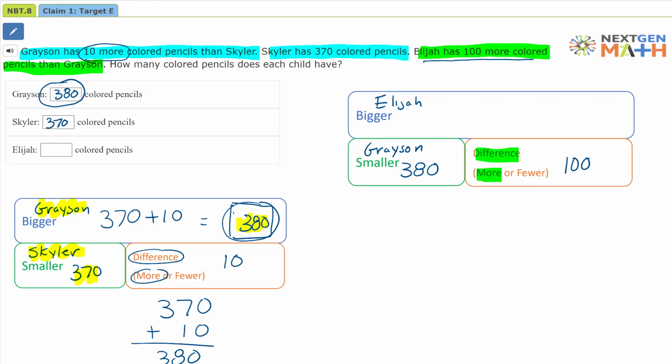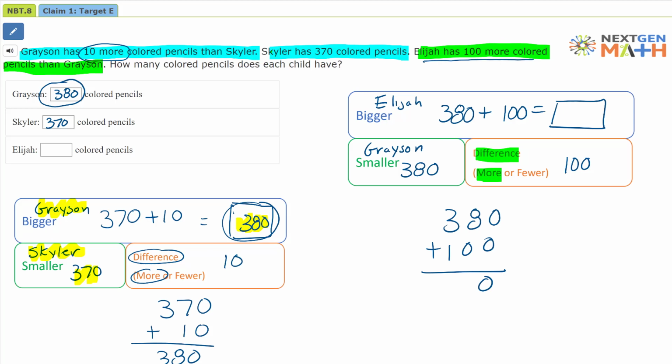So how many pencils does Elijah have? It'll be 380 plus the 100 equals the number of pencils Elijah has. So when we do that calculation, 380 plus 100, adding the ones column, we have 0. Adding the tens column, we have 8. Adding the hundreds column, we have 4, or 480.